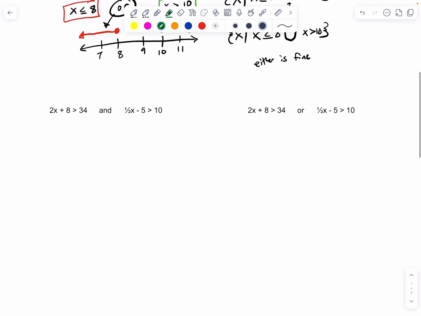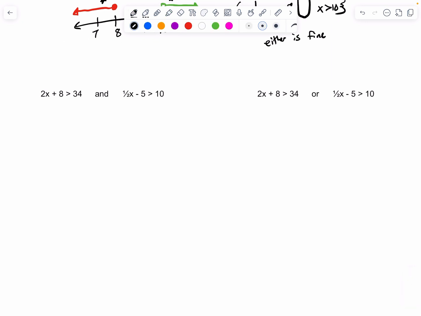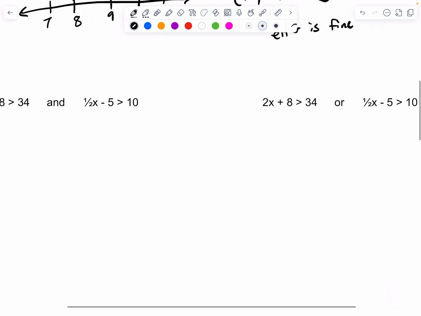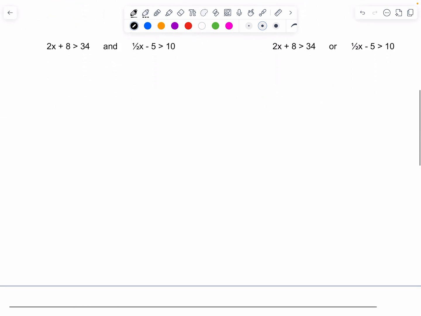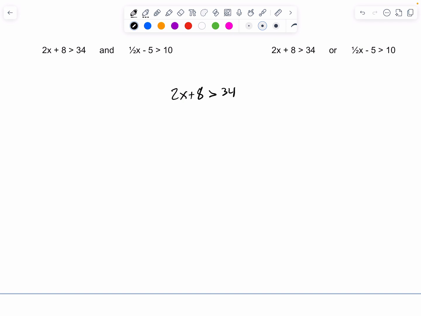Okay. Now let's look at one that's either, like, what does it look like if it's an and, and what does it look like if it's an or? And these are the same number. So I think I'll just do it in the middle. 2x plus 8 is greater than 34. Okay, minus 8. 2x greater than 26. X is greater than 13.